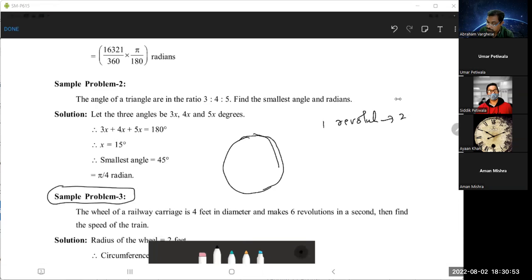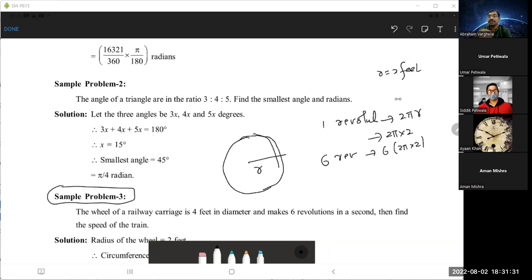One circumference means it will be 2 pi r. If r is the radius of the wheel, in one revolution it will cover 2 pi r distance, where r is the radius. What is the radius here? The diameter is given, so radius will be equal to 2 feet. So it is equal to 2 pi into 2 for one revolution. So in 6 revolutions, the total distance covered will be equal to 6 times 2 pi into 2.